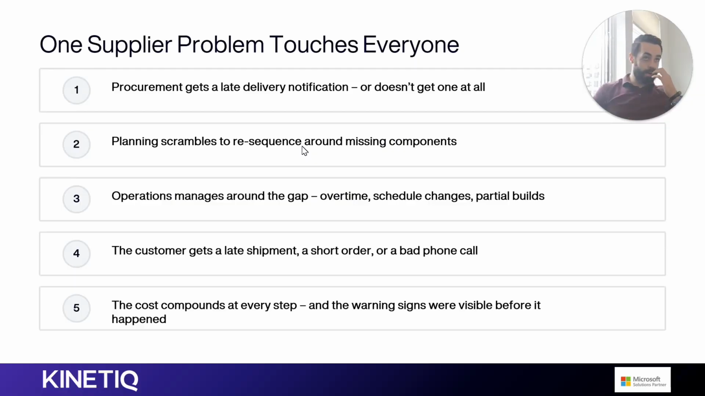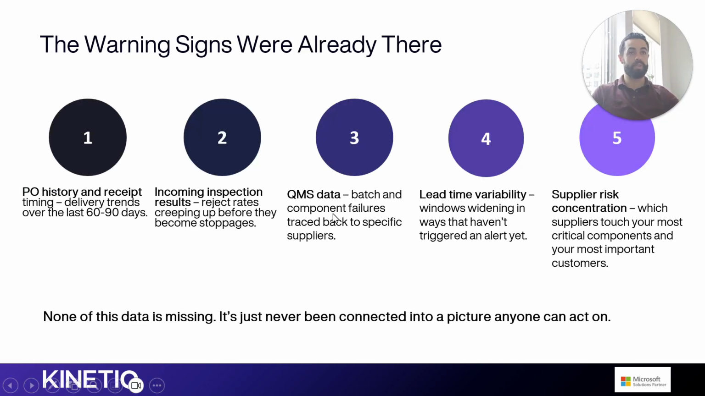So one common supplier problem that we see is that procurement gets a late delivery notification, or in many cases they don't get a notification at all, and the planning team has to scramble to resequence around the missing components. Operations teams, of course, have to work around the gap, either with overtime, production schedule changes, or with partial builds, or all three. And the customer ends up getting a late shipment notification, a short order, or a bad phone call from you, and that's never a fun call to have. So the cost of such an issue compounds at every step, and the warning signs are often visible before it happens. So we want to talk about where you can assemble that data and put it together.